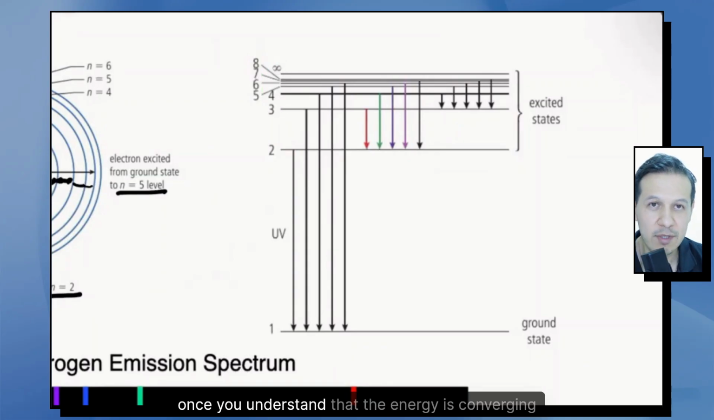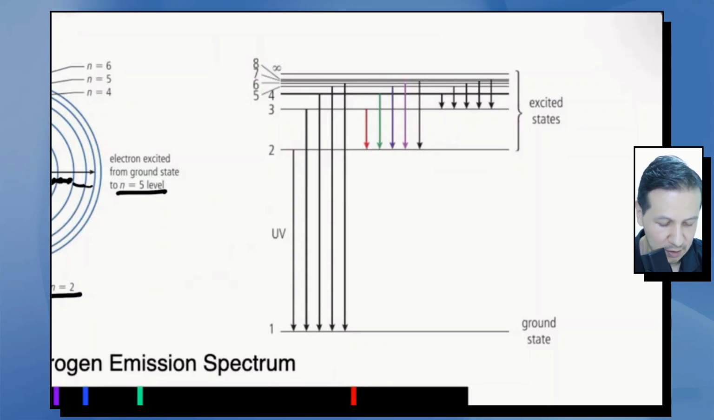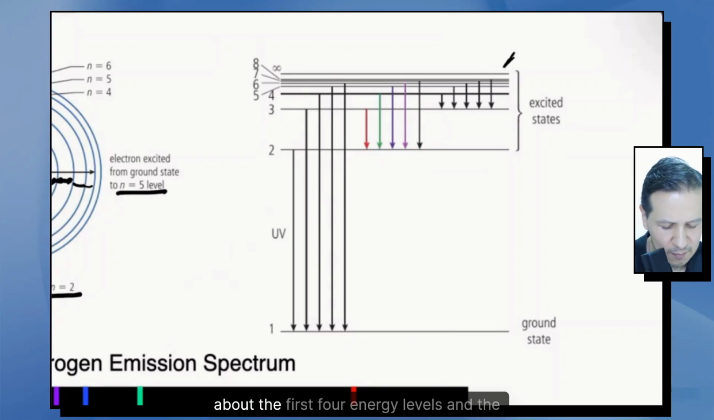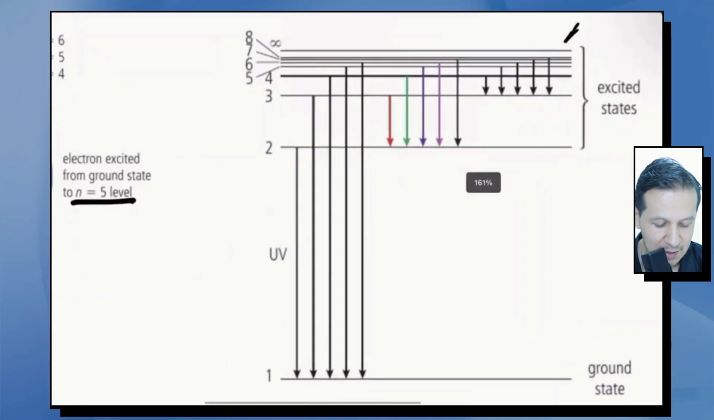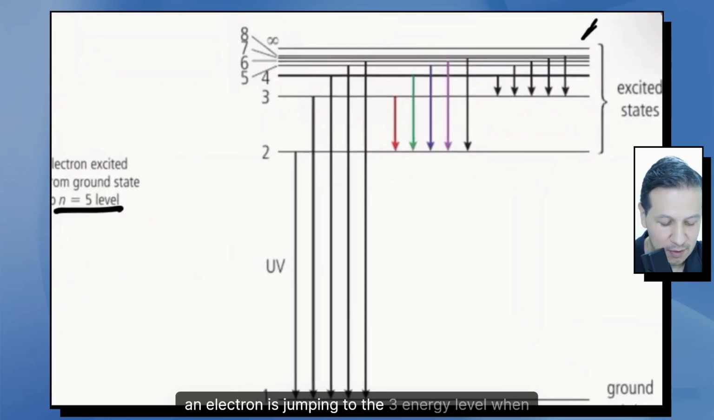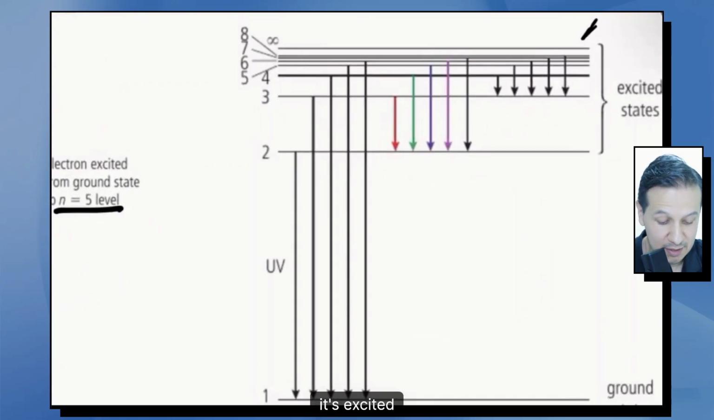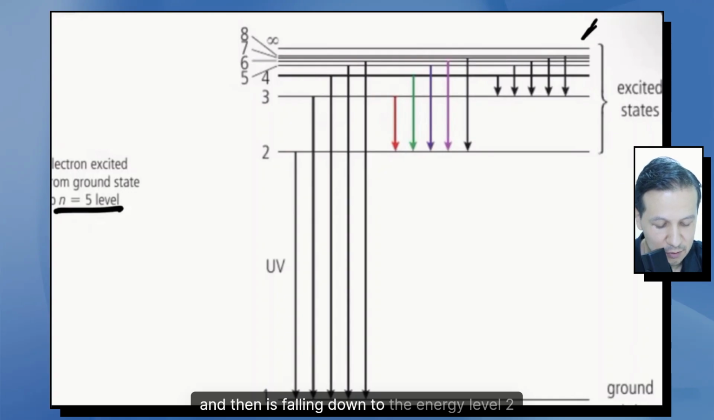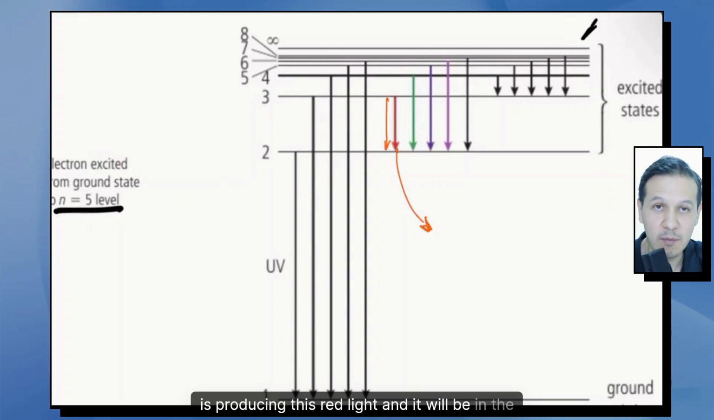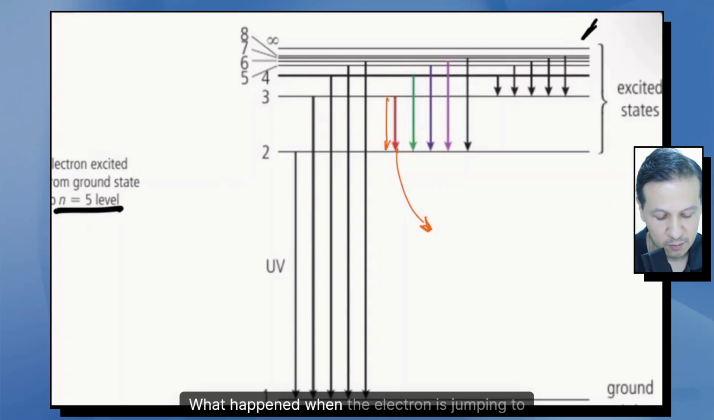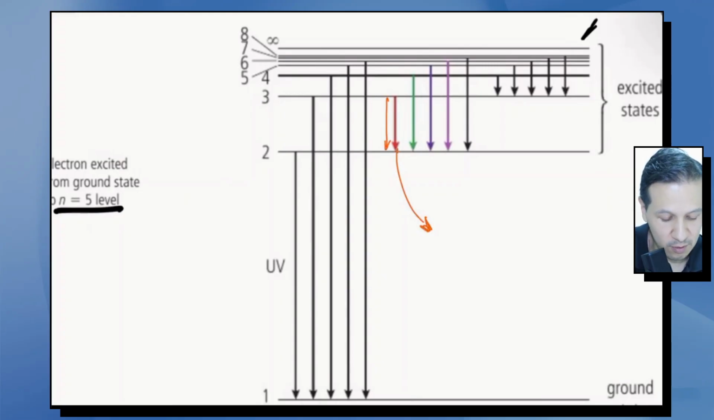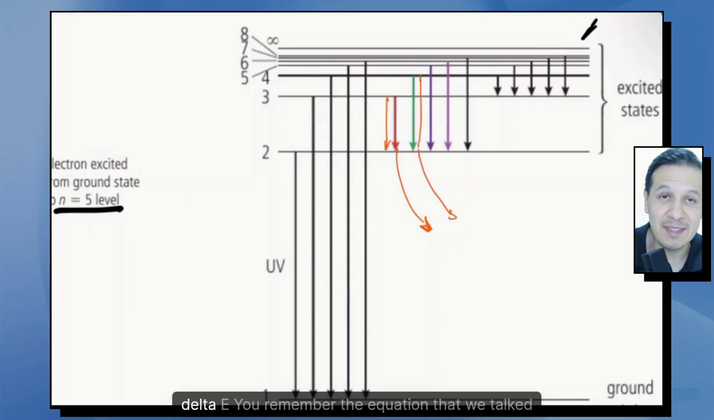Once you understand that the energy is converging in the higher energy levels, and the distances we mentioned before: if an electron jumps to energy level 3 when it's excited and then falls down to energy level 2, it produces this red light, which is in the visible spectrum. What happens when the electron jumps to energy 4 and then falls down to energy level 2? That will be a different delta E.